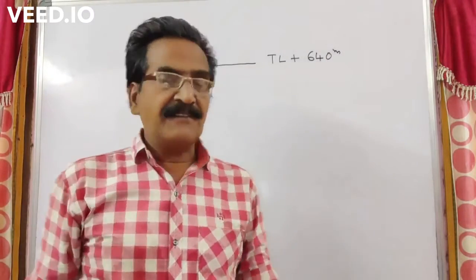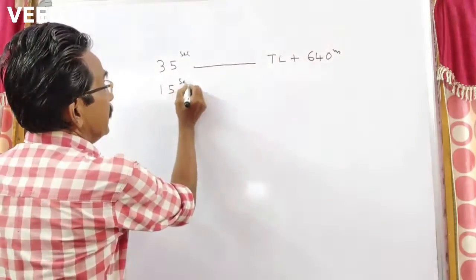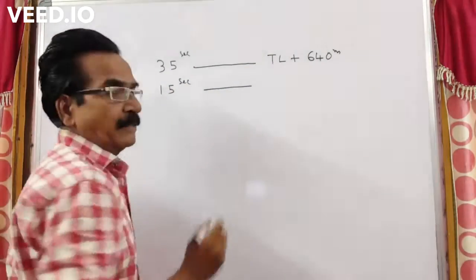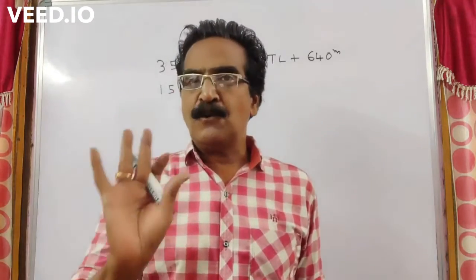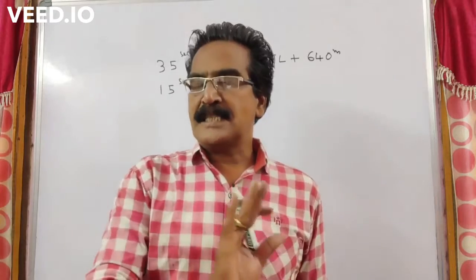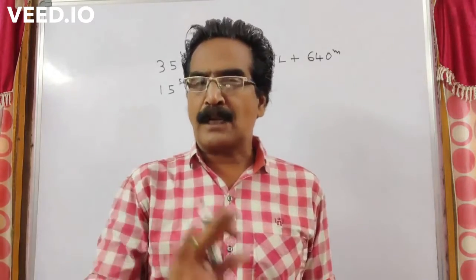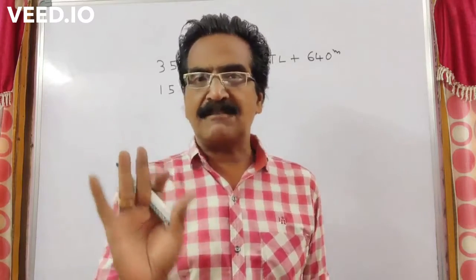Next, in 15 seconds, it crosses a standing man means it travels only the length of the train. Crossing a pole, crossing a tree means the train travels only the length of the train.